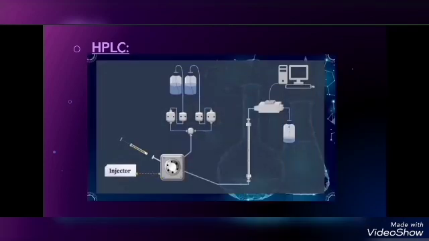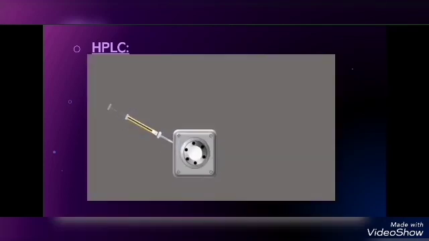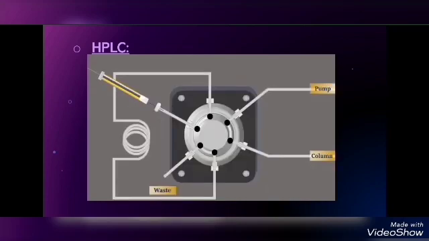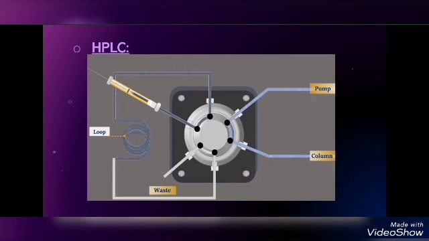Sample introduction can be accomplished in various ways. The simplest method is to use an injection valve in the load position. The high pressure eluting solvent flows to the column directly. The loop is loaded at atmospheric pressure from a syringe via the needle port. Excess sample exits the loop via the vent port.